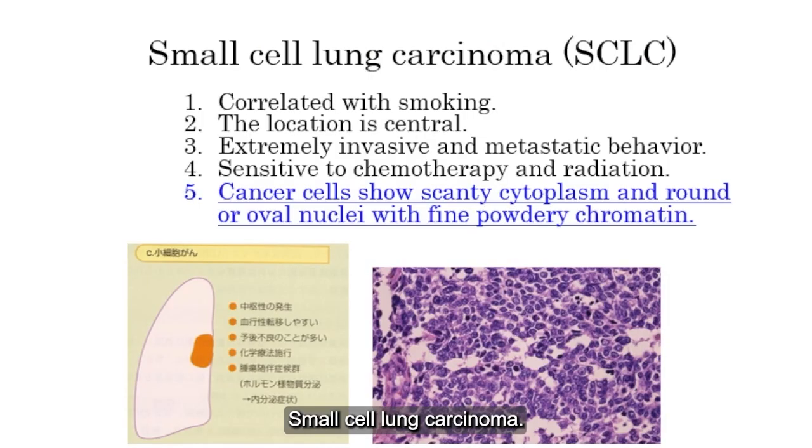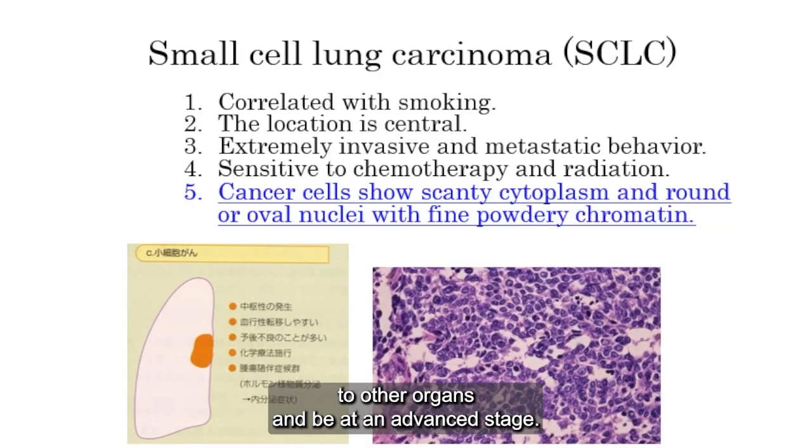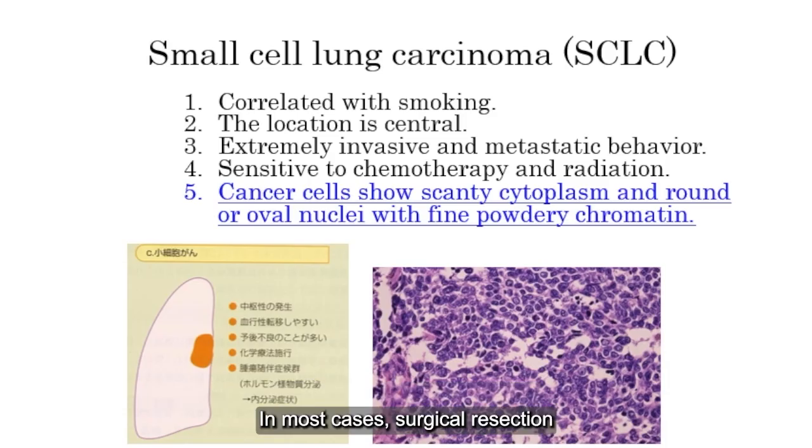Small cell lung carcinoma, SCLC, is correlated with smoking. So almost all patients with small cell lung carcinoma are heavy smokers. SCLC is highly aggressive and prone to metastasis. When SCLC is detected through a lung biopsy, the tumor may already have metastasized to other organs and be at an advanced stage. In most cases, surgical resection is not feasible except in stage 1.